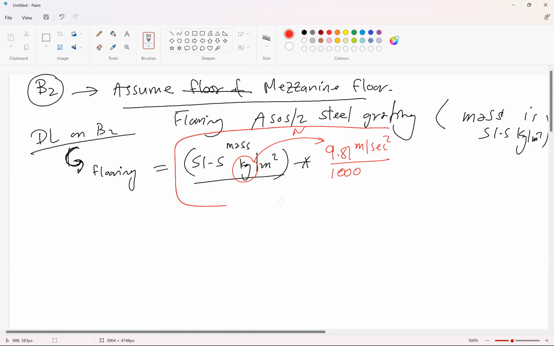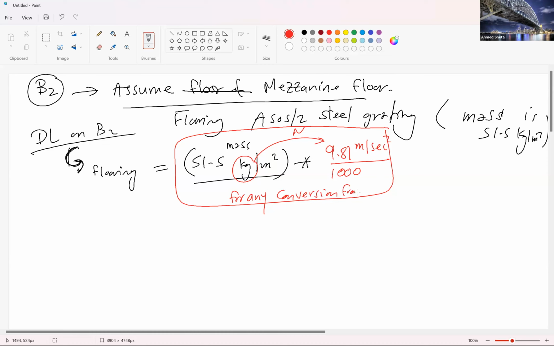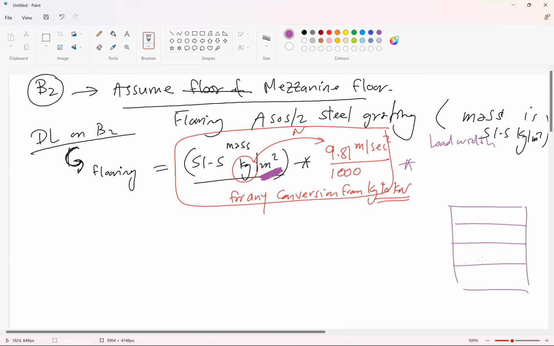You have to keep this in mind for any conversion from kilogram to kilonewton. Then, with this in kilonewton per square meter, how do we convert it to kilonewton per meter? We need to multiply by the load width. What is the load width? If we go to our example again, in the example we did before, it was 7 meters. In this example, 6 meters.